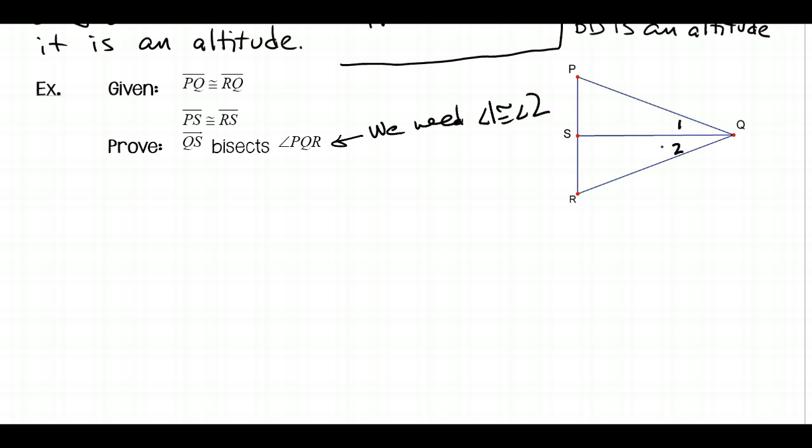Kind of thinking through the proof, in order to get 1 and 2 congruent, these look like they're corresponding parts of the top triangle and the bottom triangle. So if I can get the triangles congruent, then I can get 1 and 2 congruent. If I can get 1 and 2 congruent, that means that QS must have bisected this big angle. So let's go ahead and get that down into a proof.